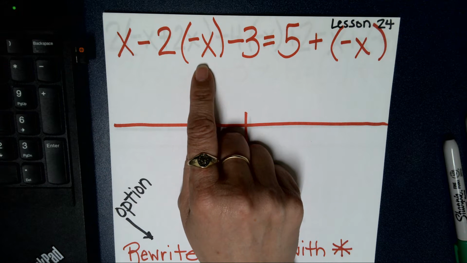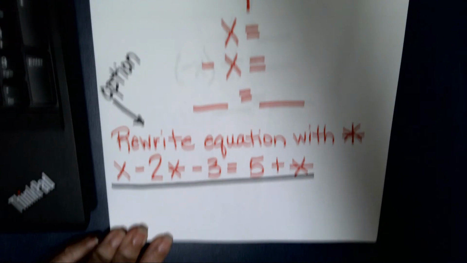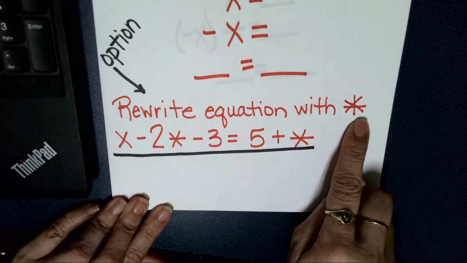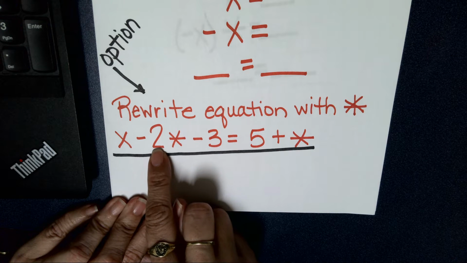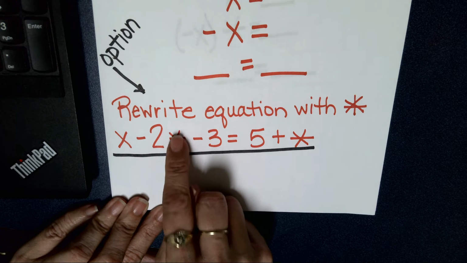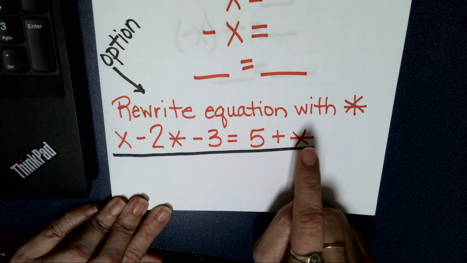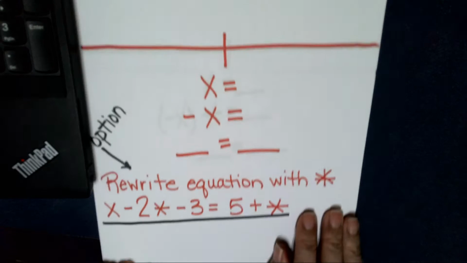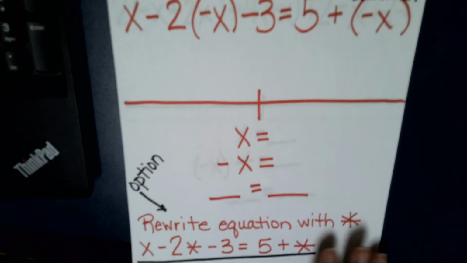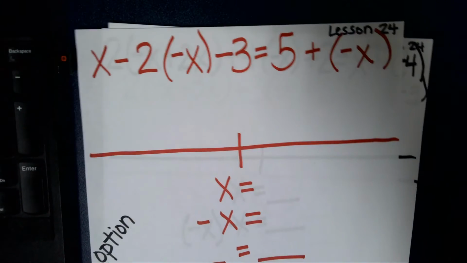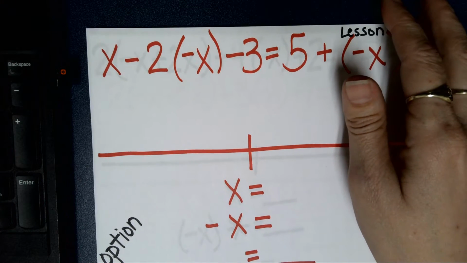Your option, if this confuses you, is to rewrite the equation with the star. So instead of x minus 2 with the minus x in the parentheses, we can write it with the star, and the same with this star down here instead of that negative x at the end. So that's an option for you. We're going to go ahead and work the problem using the opposite of x in our equation.